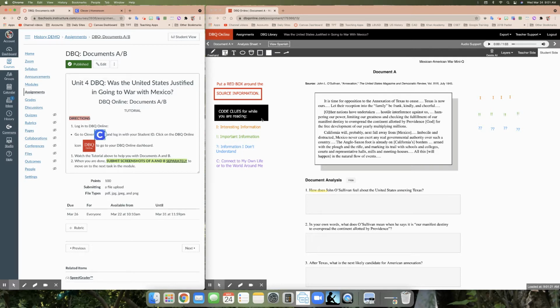So you are expected to use these code clues, at least 2 per code clue. So at least 2 eyes, at least 2 exclamation points, at least 2 question marks, and at least 2 C's for connect. Okay, so the I's are for interesting information. The exclamation points are for important information that's going to help me answer the question. And then the question marks are for any information in here that I don't understand. So what I don't have is the C's.